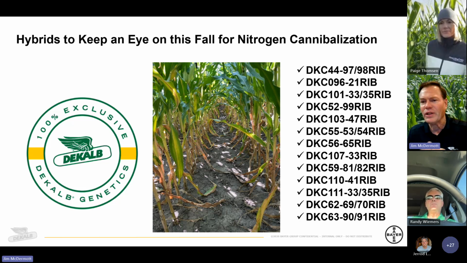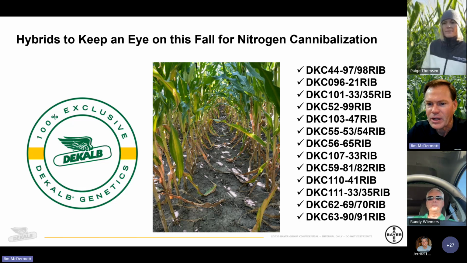101-33 is new enough that we don't have a lot of years of data, but it's a little bit more offensive in nature, so it does seem to respond to nitrogen. And then again, 107-33, and then 59, 81, and 82. We have enough years of experience with that genetic family that we know it sacrifices stalk quality to fill out that ear. We just have to be aware of those fields if they've been yellowed throughout the season.